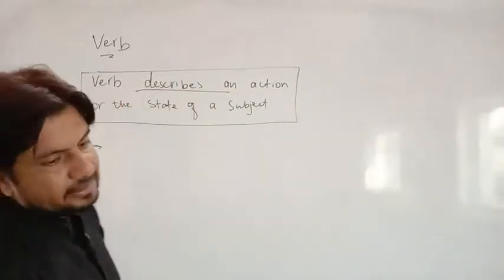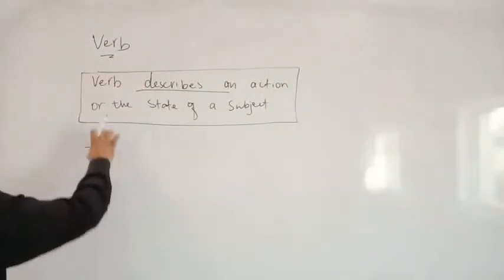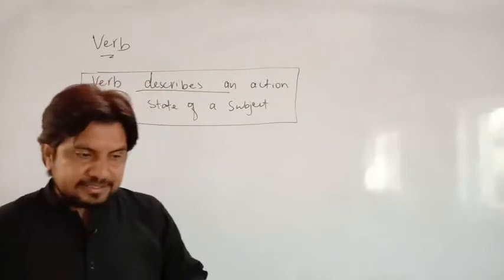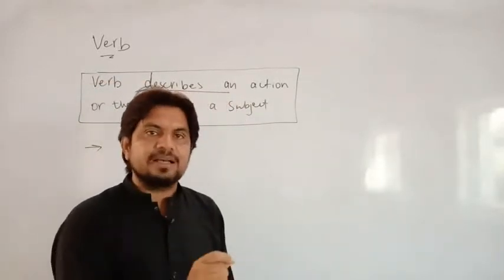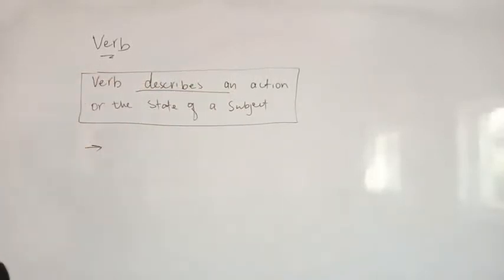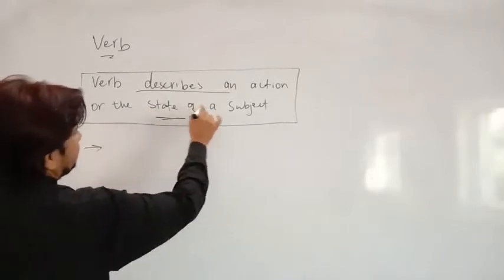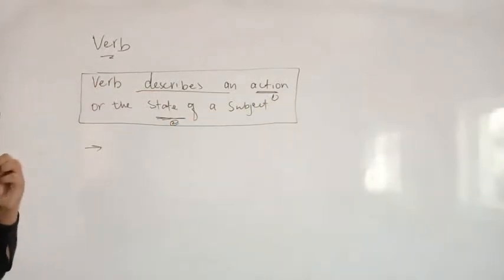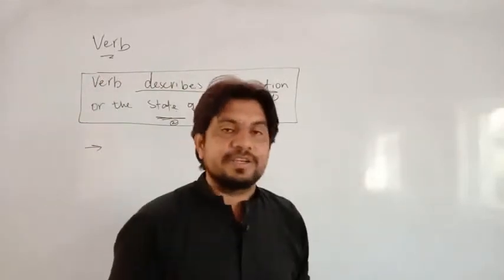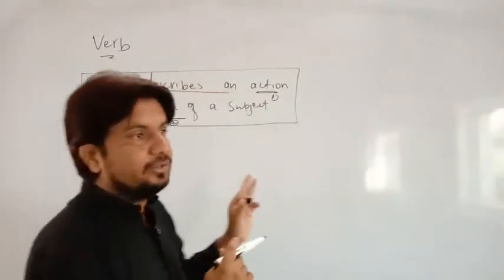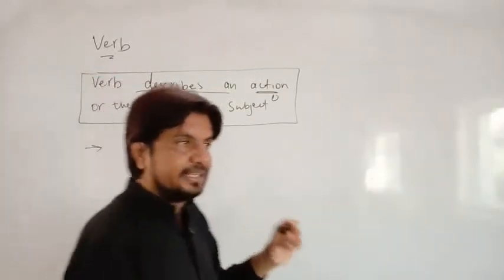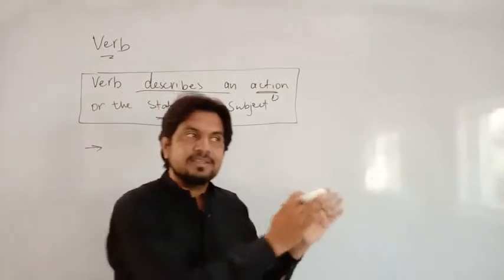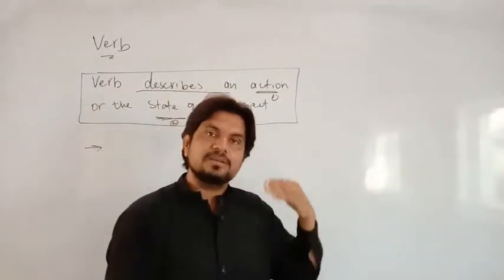And when there is no action in a sentence, then what does it do? It talks about the state of a subject, whether the subject is in present or past or future. So there are two parts of this definition. Number one is related to action and number two is related to the state of a subject. So in those sentences where there is no proper action, there you are going to explain that the verb is indicating or expressing the state of a subject. It means whether the subject is related to present or past or future.